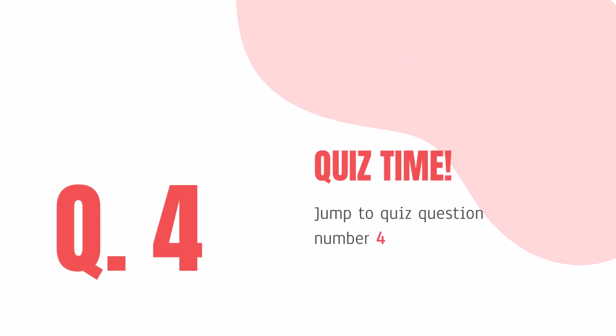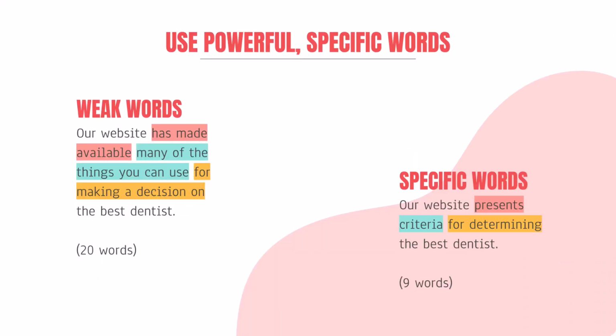Let's practice determining the difference between simple and complex sentences. Please pause this video and answer question 4 on the quiz. The third and final strategy that we'll be covering is to use powerful specific words.